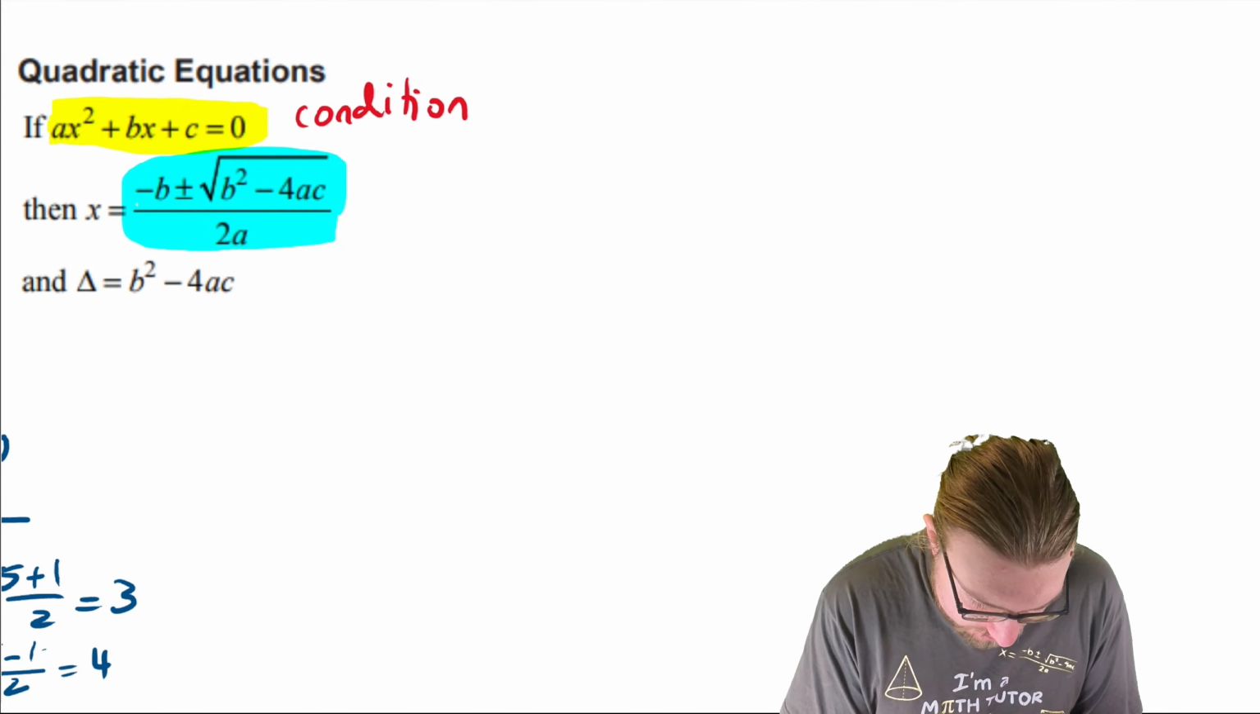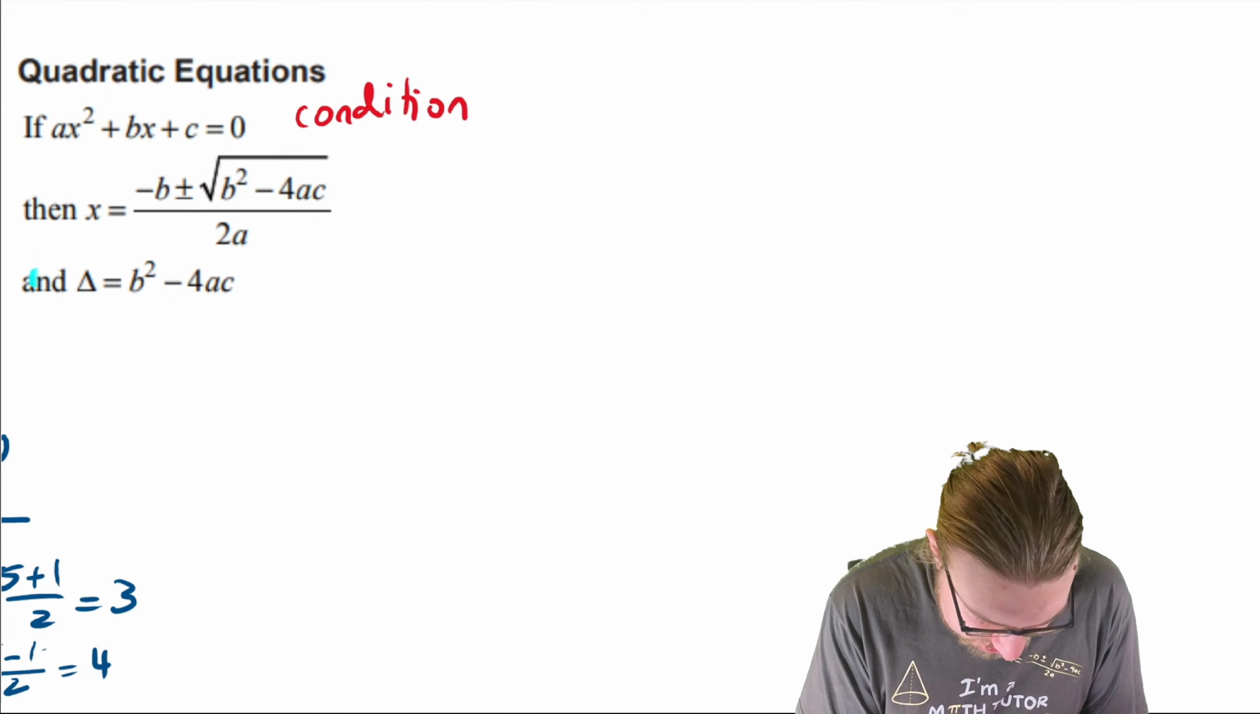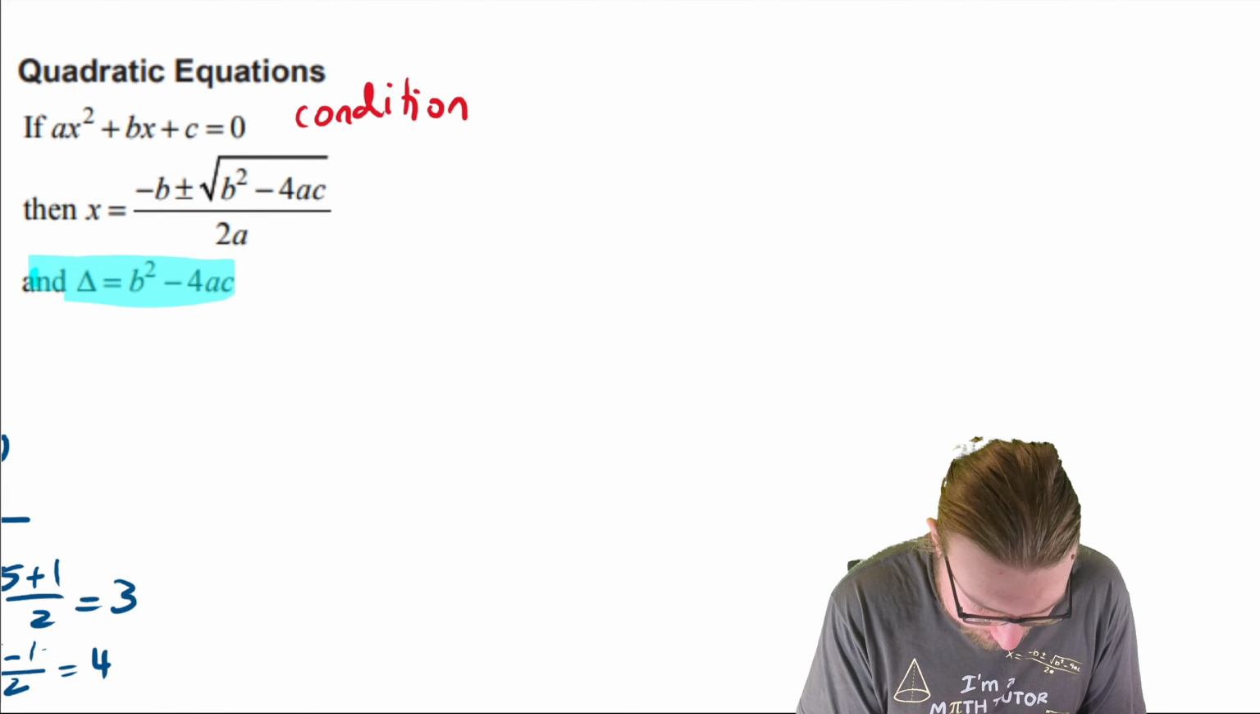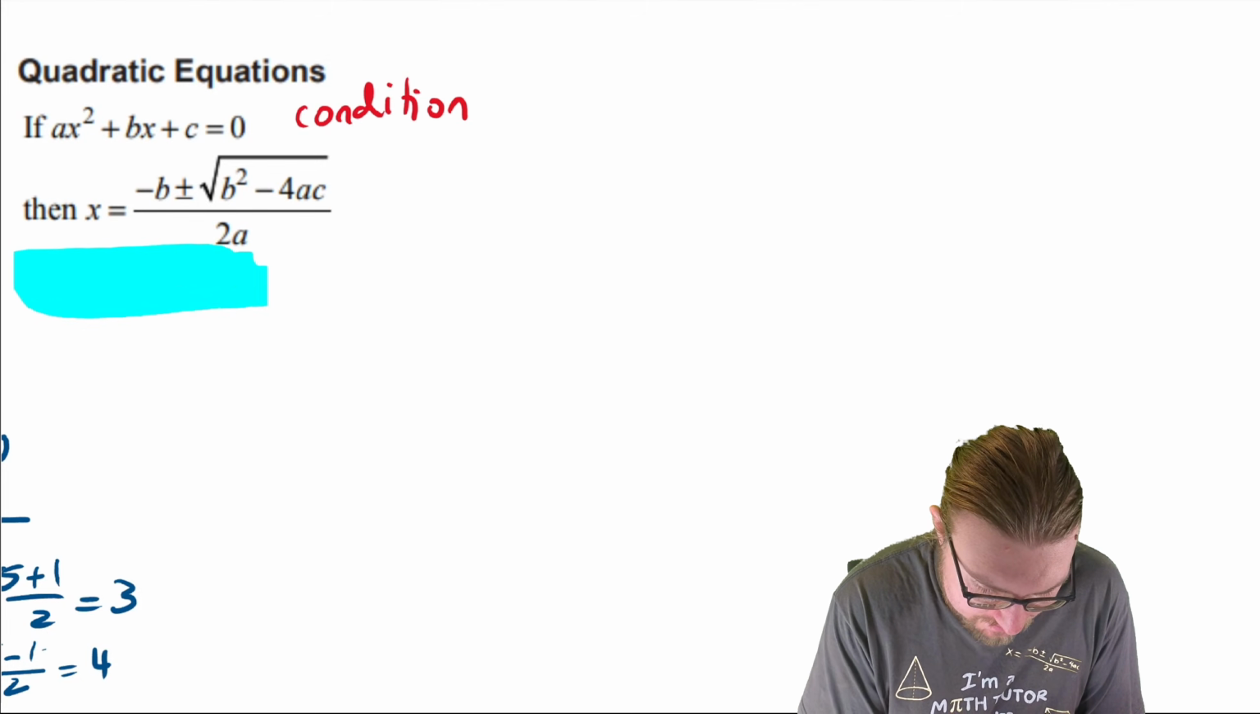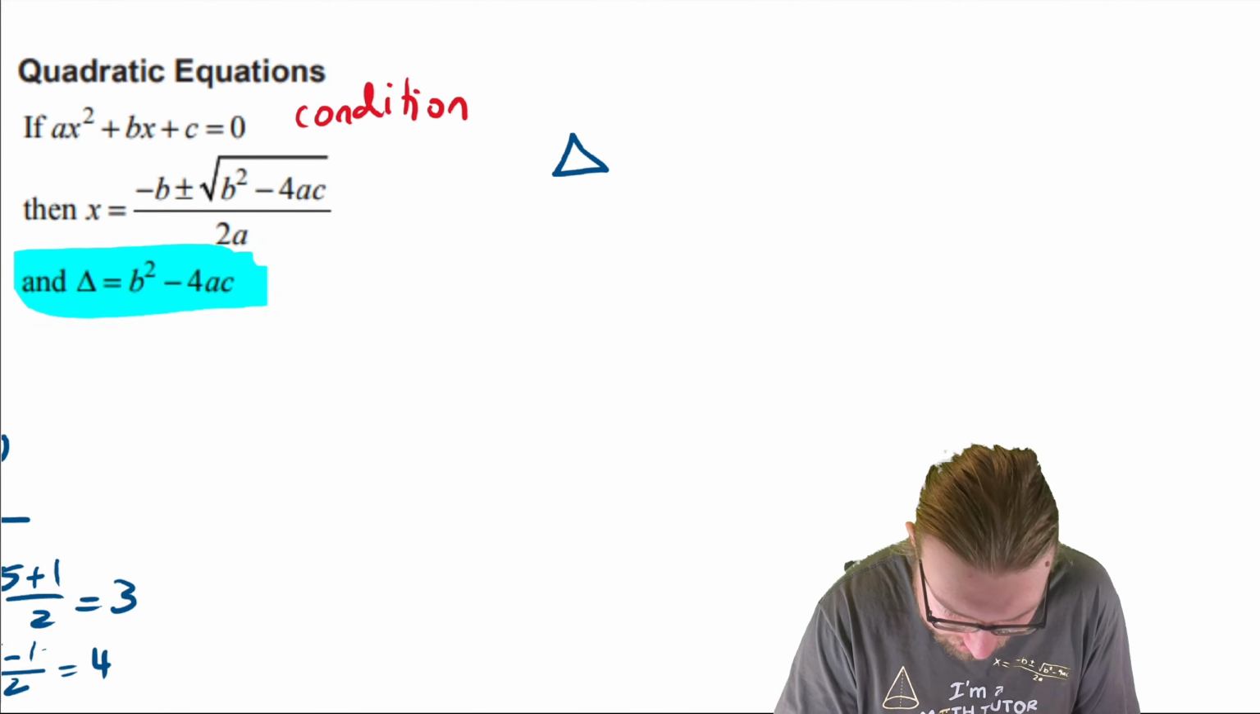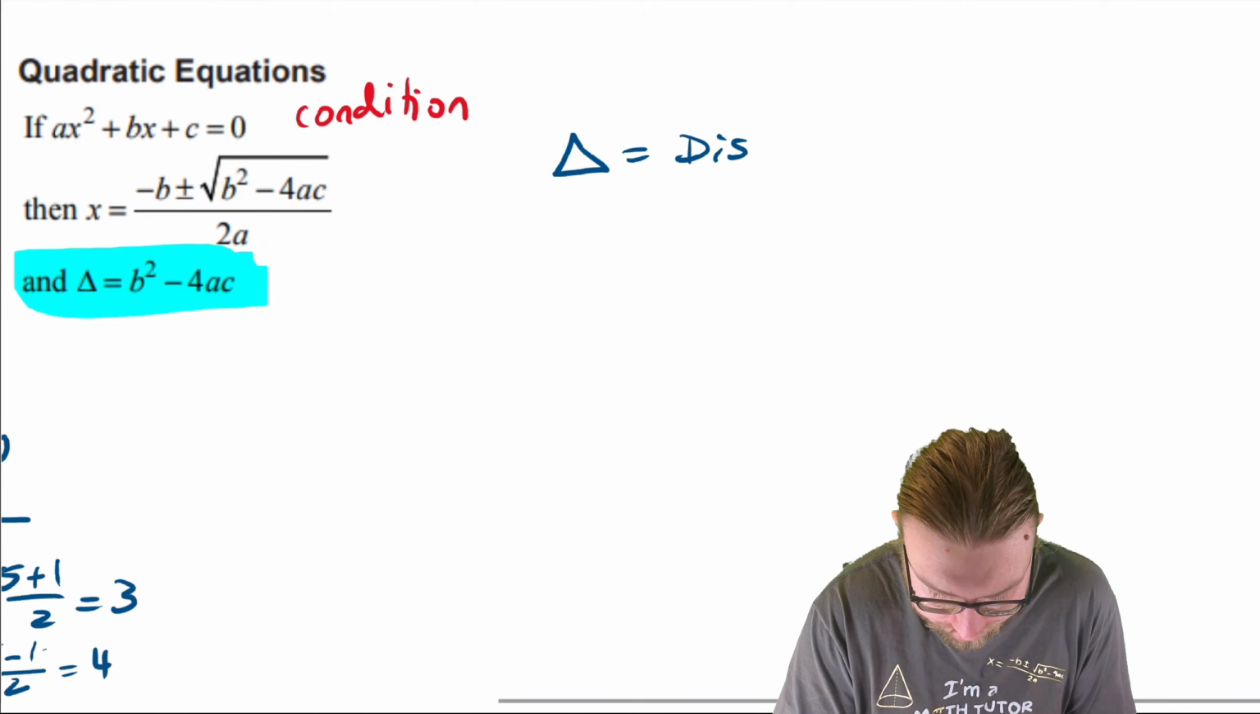So when we now have a look at our formula sheet, it actually tells you a formula here at the bottom for the discriminant. And you guys need to remember that the triangle is the discriminant.